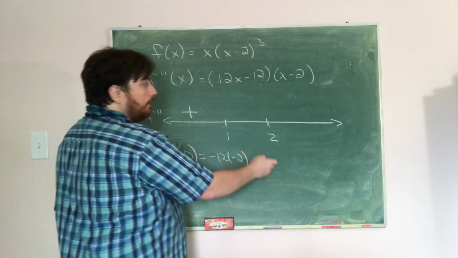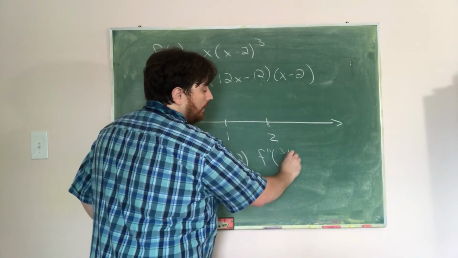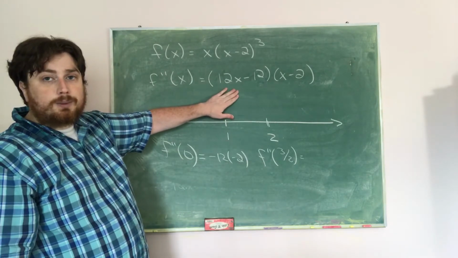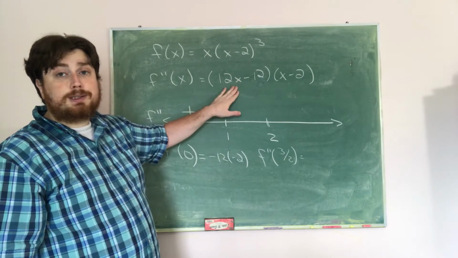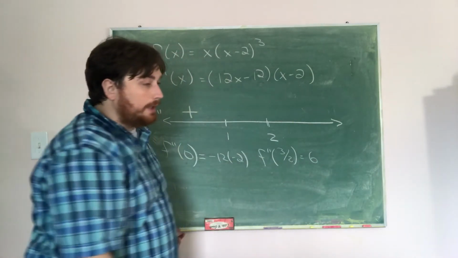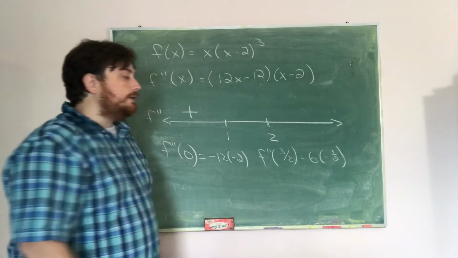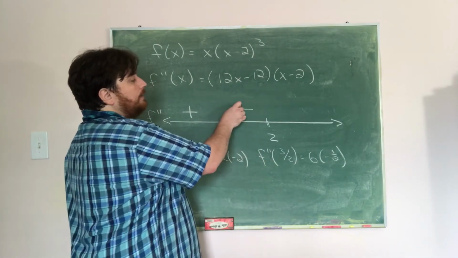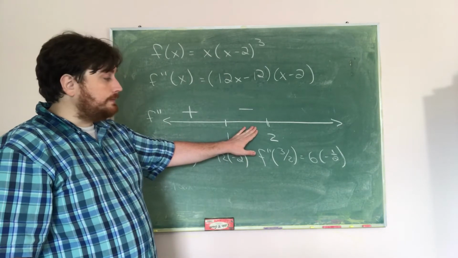If I pick something between 1 and 2, say 1.5, and put 3 halves into the second derivative, I get 12 times 3 is 36, divided by 2 is 18, minus 12 is 6, times 3 halves minus 2 is negative 1/2. So 6 times negative 1/2 is negative 3. That is going to be a negative number, so my second derivative is negative between 1 and 2.